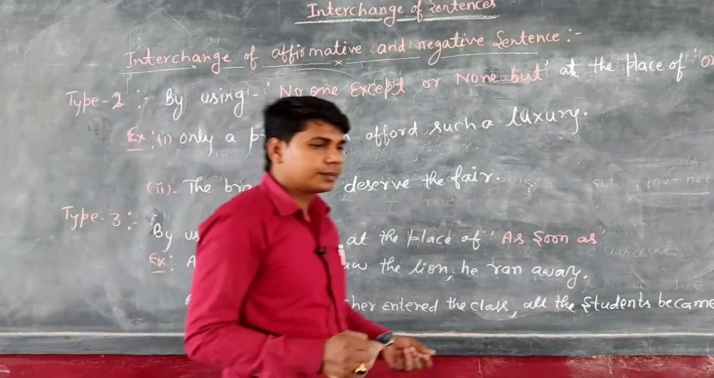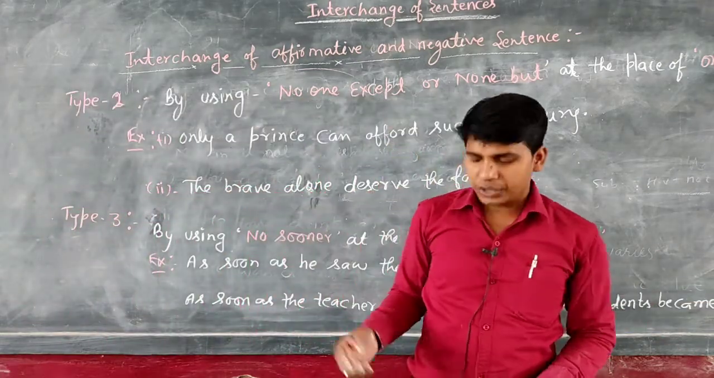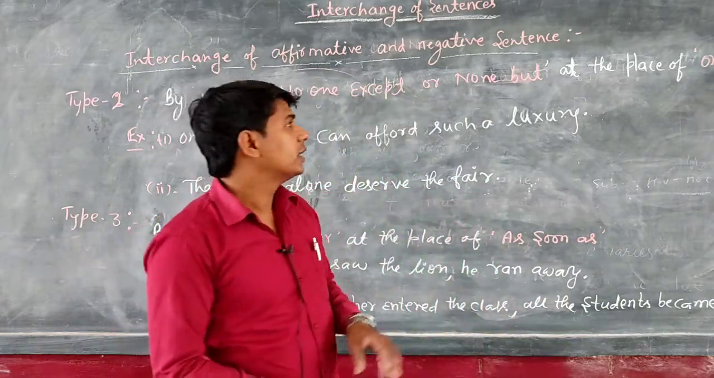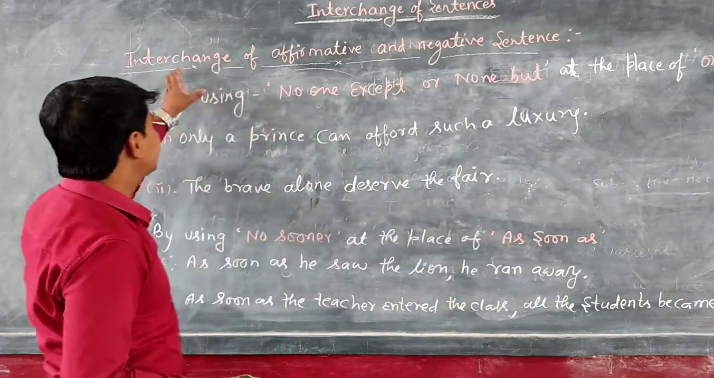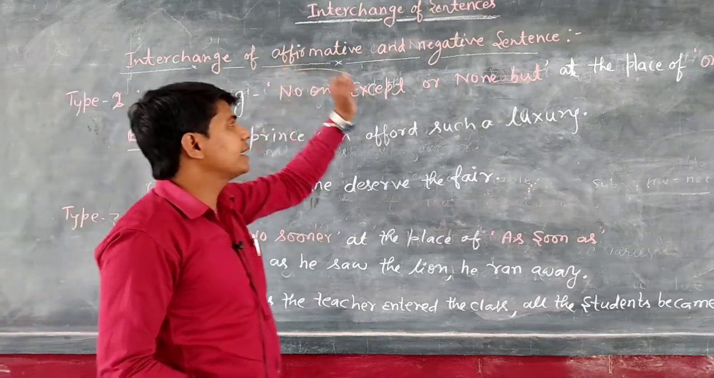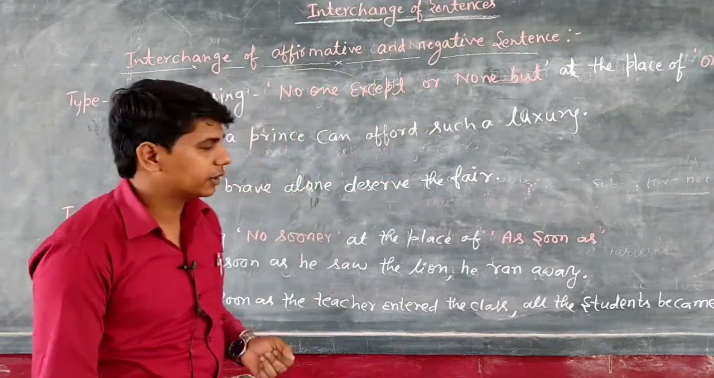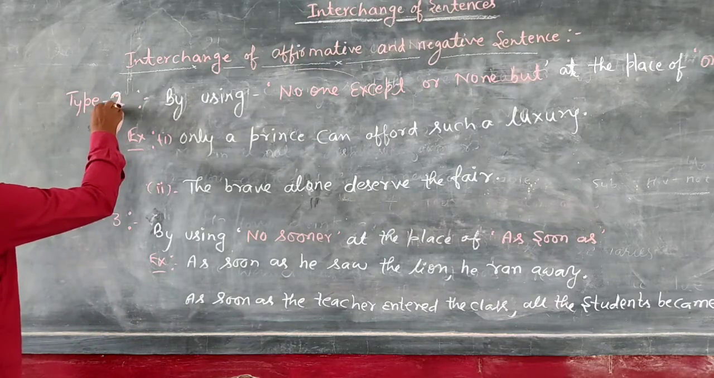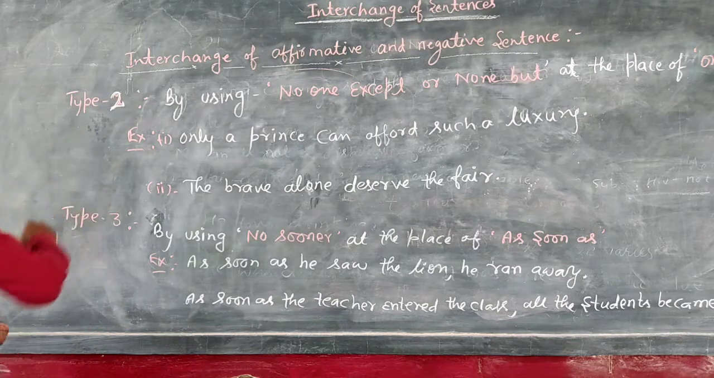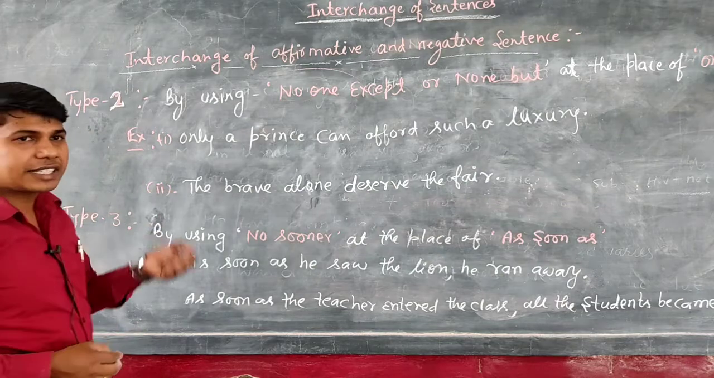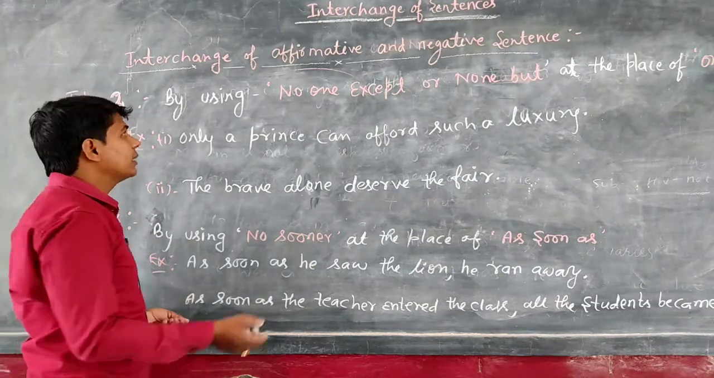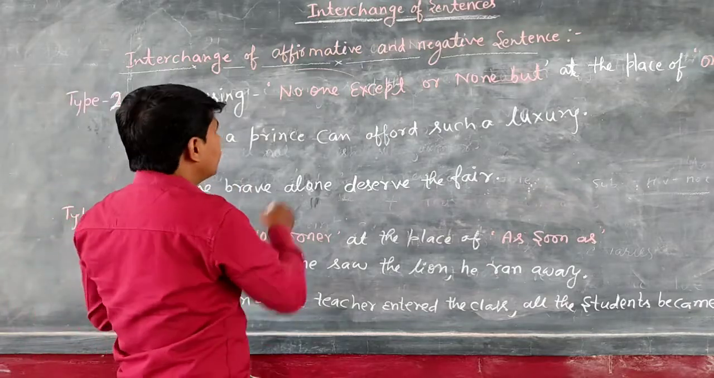Okay students, I hope you have noted down all the points of type first. So students, let's see the further concept of interchanging of an affirmative sentence into a negative one. So students, let's see type second. What is type second? So students, we can interchange an affirmative sentence into a negative one by using no one except or none but.